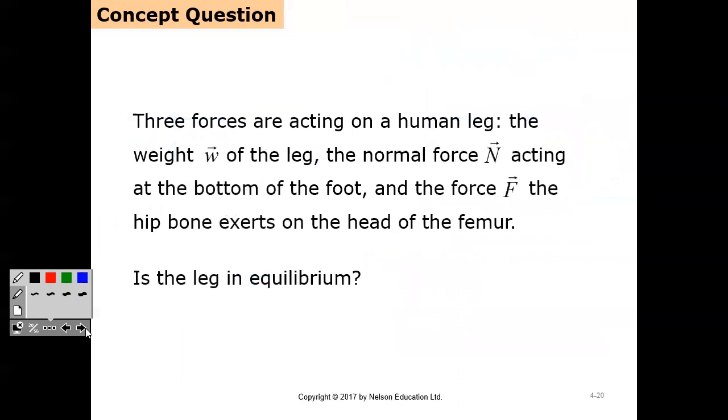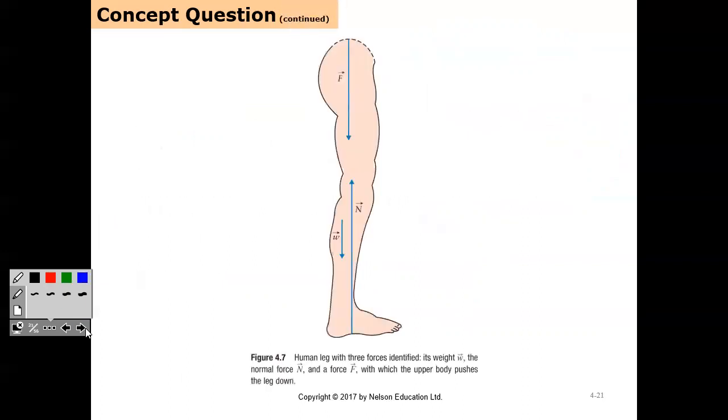Okay, another concept question. The 3 forces are acting on a human leg: the weight, the normal force from the floor, and the force F that the hip bone exerts on the head of the femur. Is the leg in equilibrium? So this is the picture. We are taking the leg as one object and the external forces acting on it.